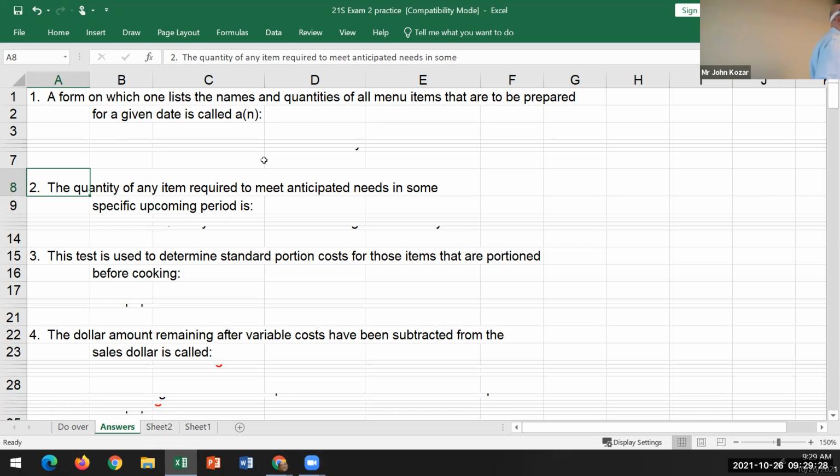Okay, looks like most of you are ready to start reviewing this. So I'll read off the question, let me know what your answer is. A form on which one lists the names and quantities of all menu items that are to be prepared for a given date is called the production sheet.